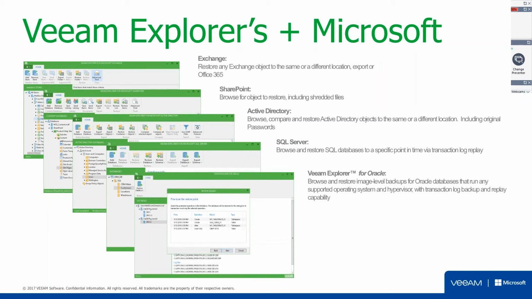Now, in the world of Veeam, I told you earlier that Veeam has created these really cool tools called the Veeam Explorers. And those tools allow us to get into and access data from databases that have been backed up, like Exchange, SharePoint, Active Directory. It also works with SQL Server and with Oracle. And with SQL and Oracle, we get the ability to do point-in-time backups, go in and replay transaction logs down to individual transactions. With Oracle, browse and restore image-level backups for Oracle databases.